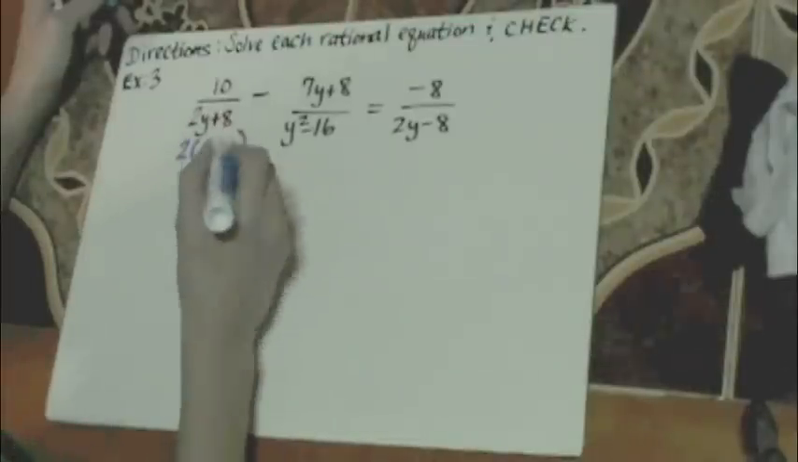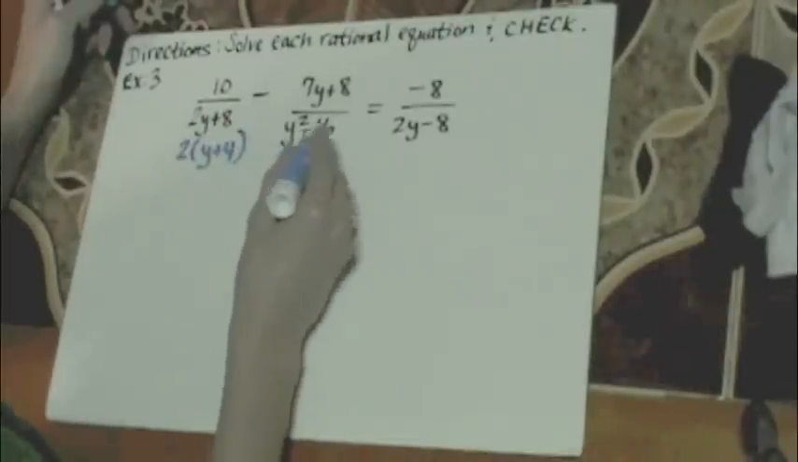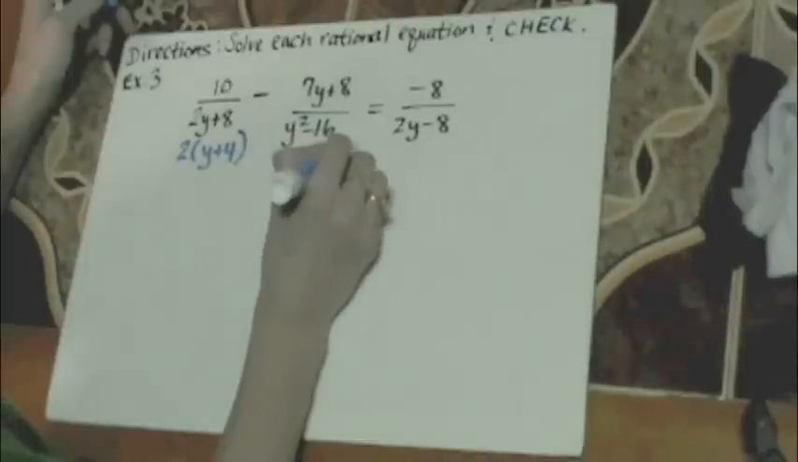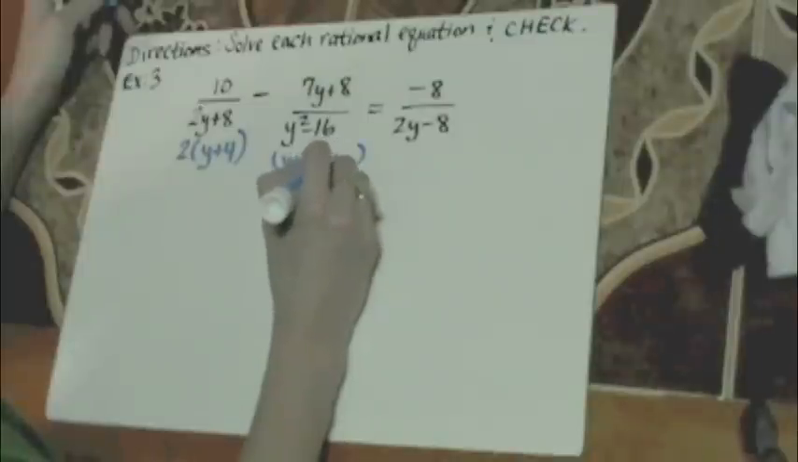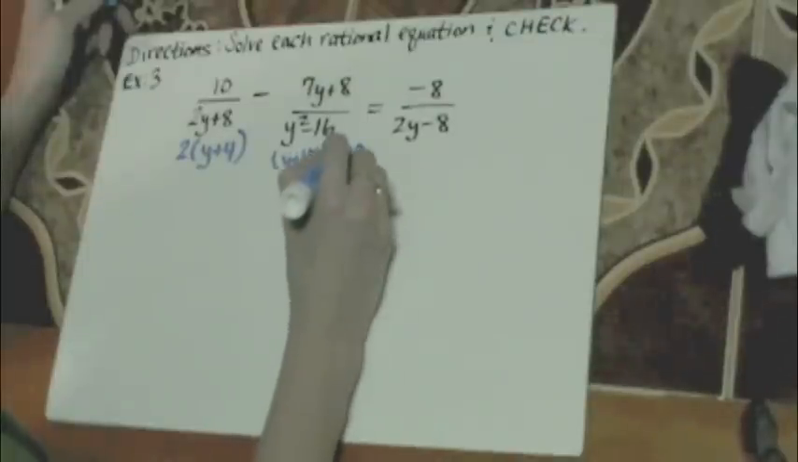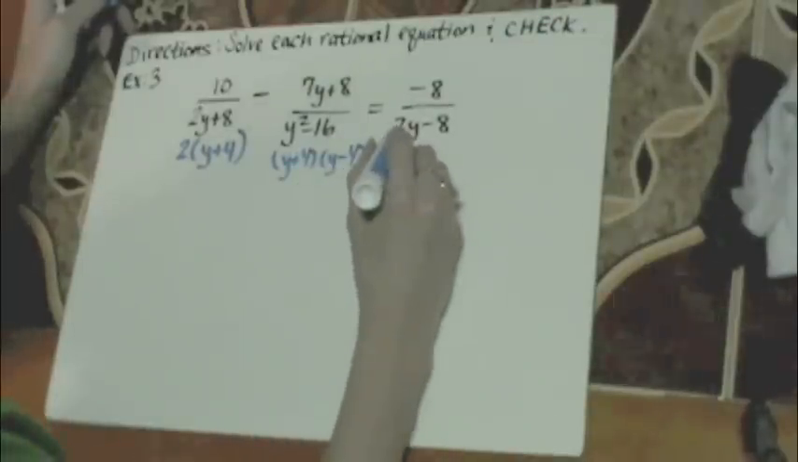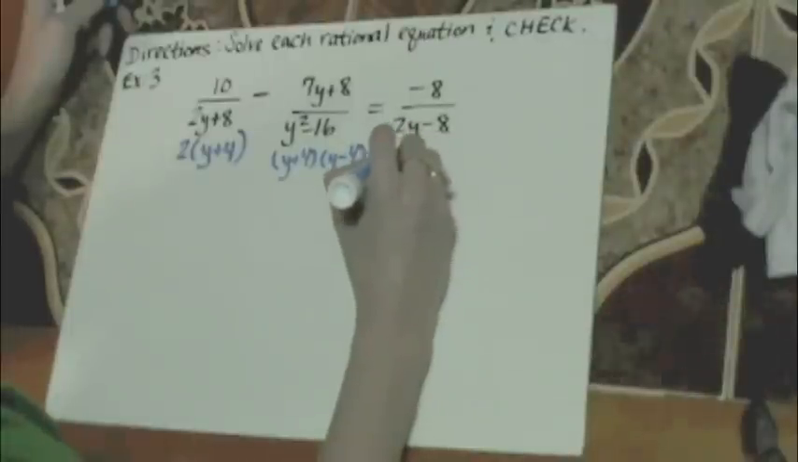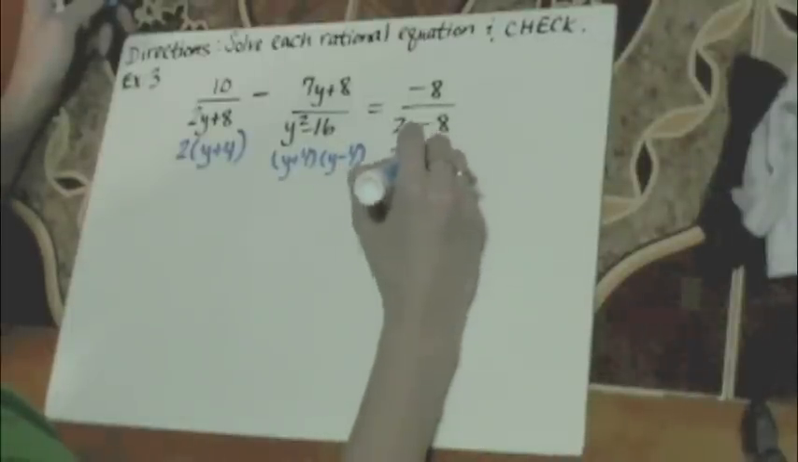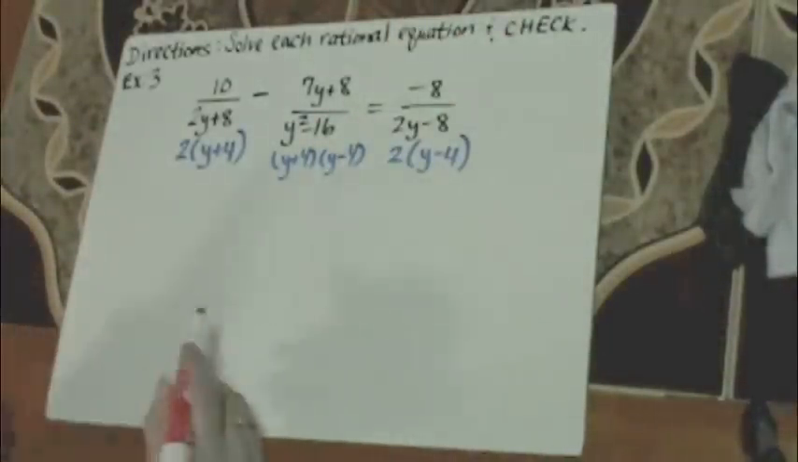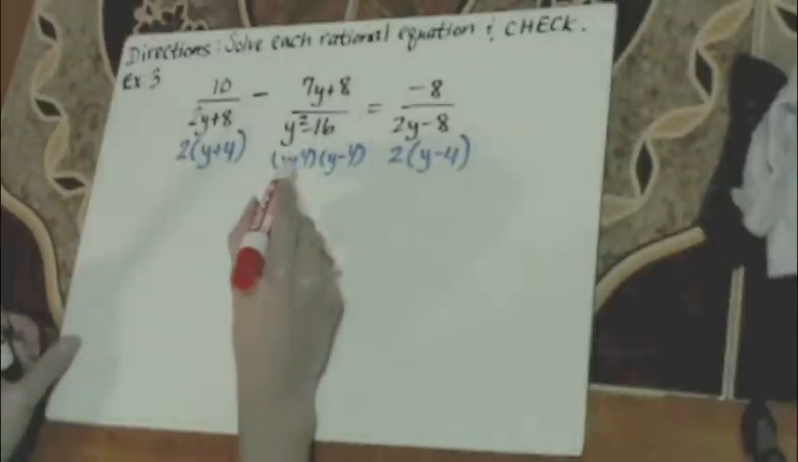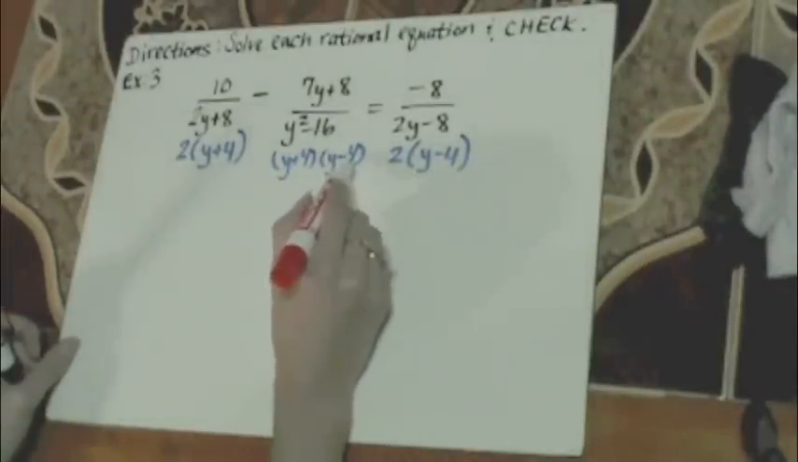That way we can find out what our common denominator is here. Then this is going to factor into a difference of 2 perfect squares. So that's going to be y plus 4 and y minus 4. Okay, and then this is going to be your GCF of 2. So you're going to have 2 times the quantity y minus 4. Okay, so we can see that our common denominator is 2 times the quantity y plus 4 times the quantity y minus 4.